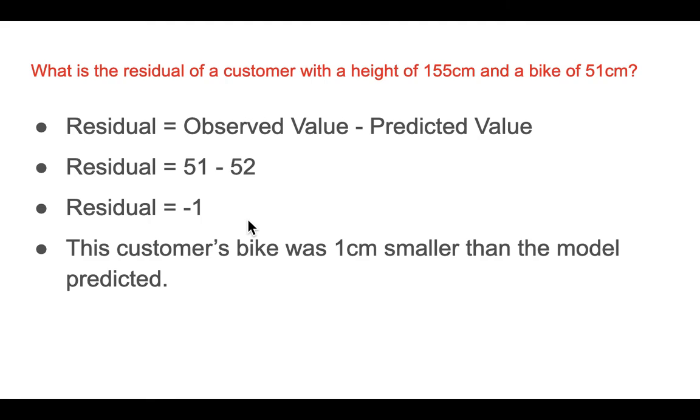The question is, what is the residual of a customer with a height of 155 centimeters and a bike size of 51 centimeters? And the answer is the residual is -1. Well, what does that mean? It just means that this customer's bike size was 1 centimeter smaller than the model predicted.